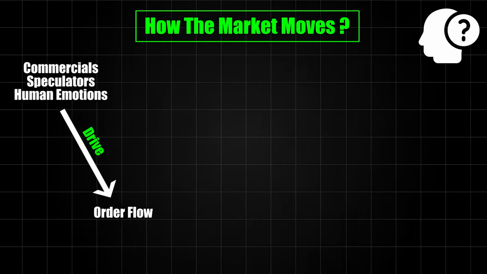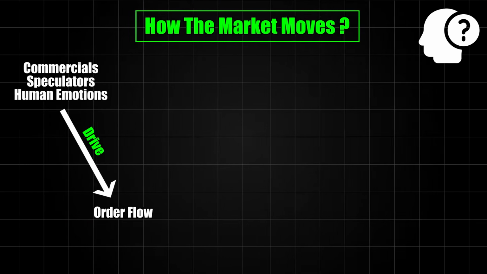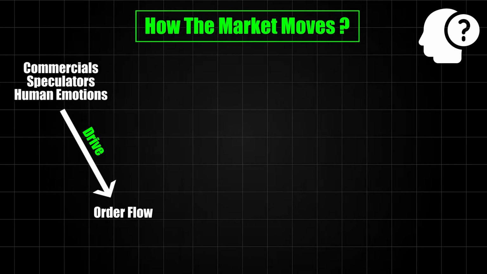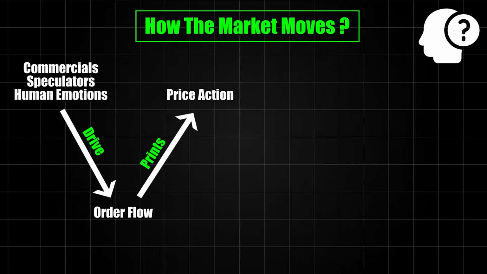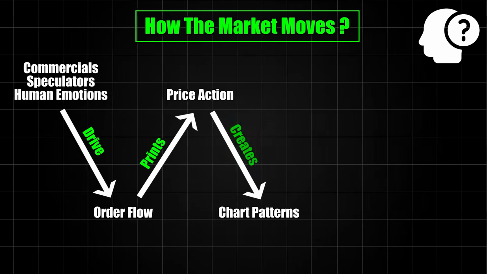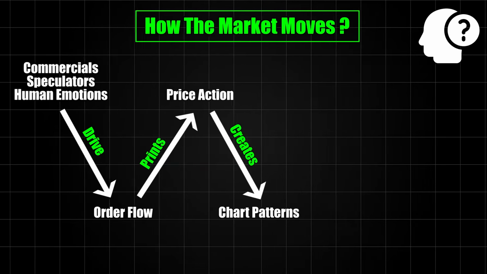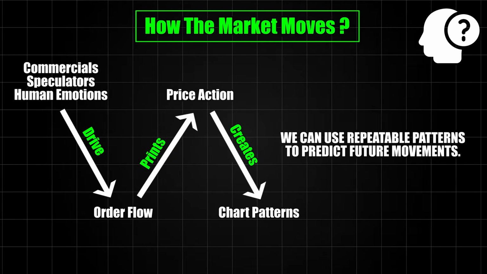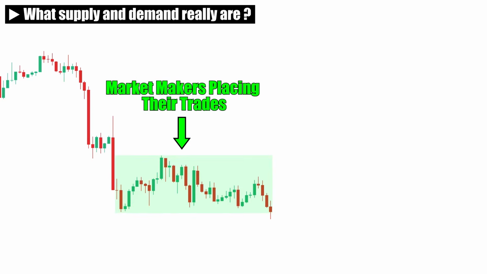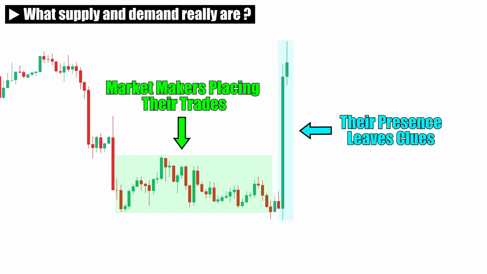Every day, countless orders flow into the market from participants with different goals and strategies. This flow of orders generates the price action we see on our charts, which then forms recognizable patterns. And because these patterns repeat over and over again, we can use them to make educated predictions about future price moves. When large financial institutions place their trades, they can't completely conceal their activity. Their presence leaves clues, and if you know how to read the market, you can spot these signals.